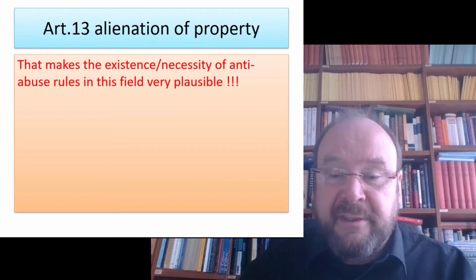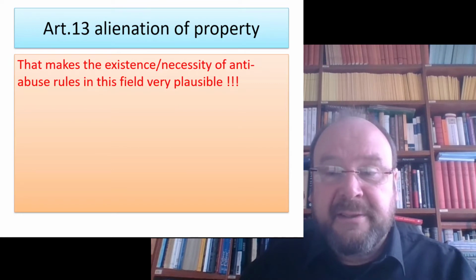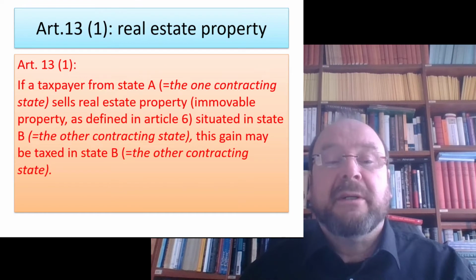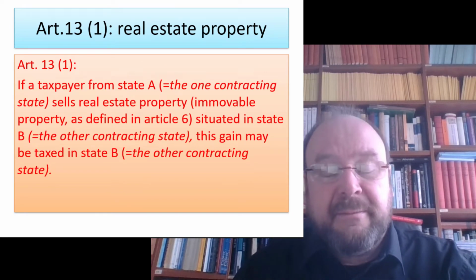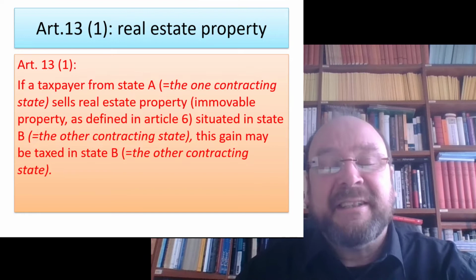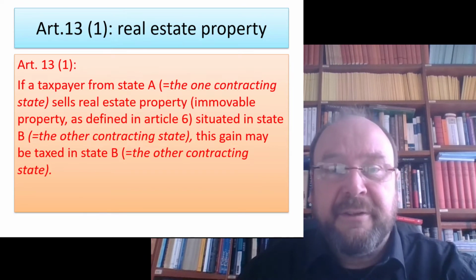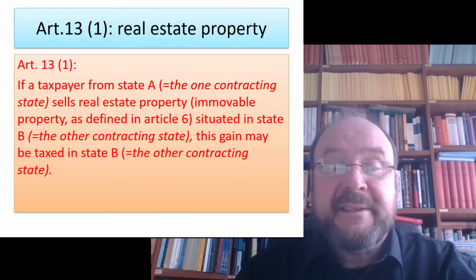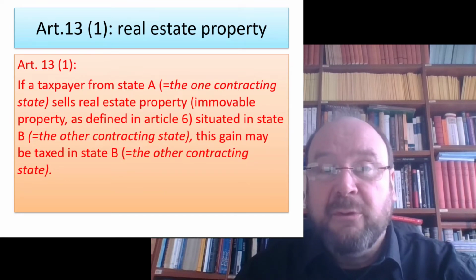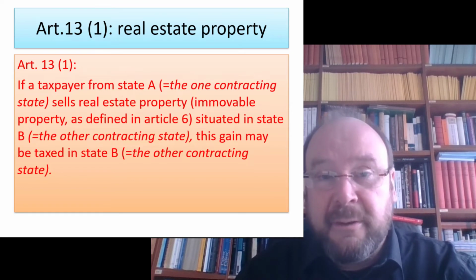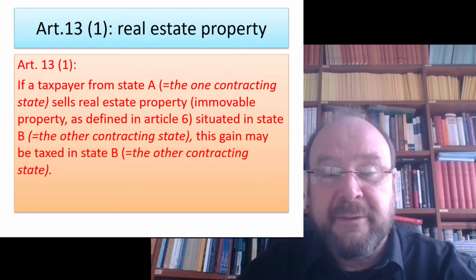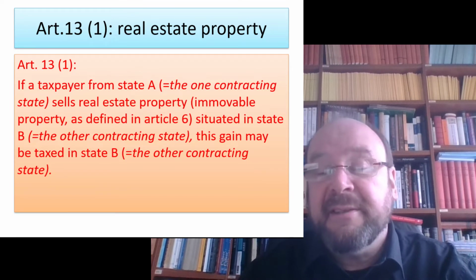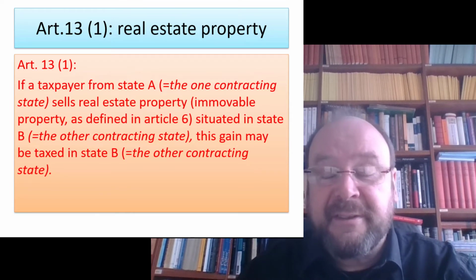Let's begin with the real estate stuff. Article 13.1. If a taxpayer from state A, in the official language, if a taxpayer from the one contracting state sells real estate property, or immovable property as it is called here, situated in state B, or again in the official complicated version, the other contracting state, this gain may be taxed in state B, so may be taxed in the other contracting state.